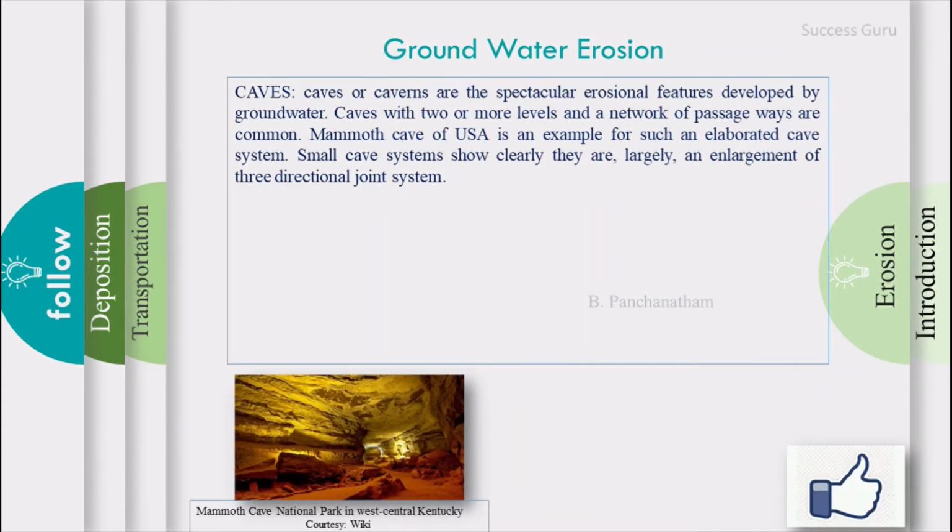The last one is the caves. Caves or caverns are the spectacular erosional features developed by the groundwater. Caves with 2 or more levels and a network of passageways are common. Mammoth Cave of USA is an example of such an elaborate cave system that we had seen in the first slide itself. The image shows the Mammoth Cave, which is the world's longest cave. The small cave systems show clearly that they are largely an enlargement of a 3-dimensional joint system in limestone. So if there is a joint system in limestone, and water passes through it, that enlarges the joint system and forms the caves, and that is how it is formed.